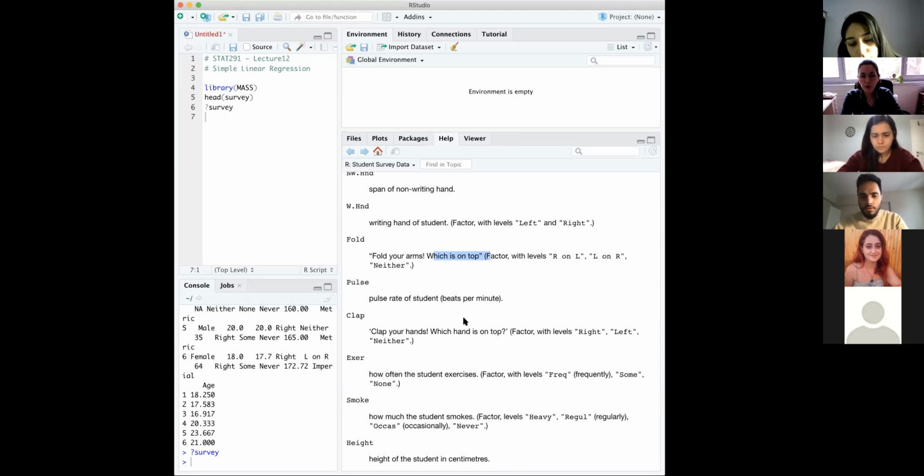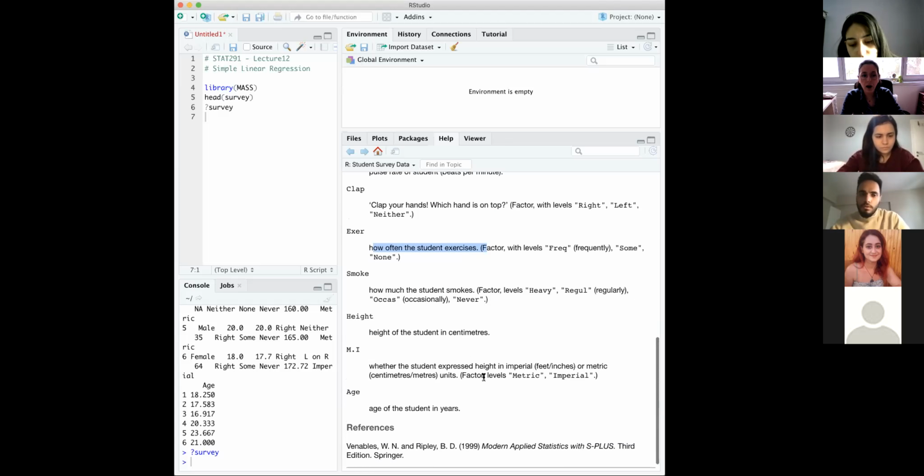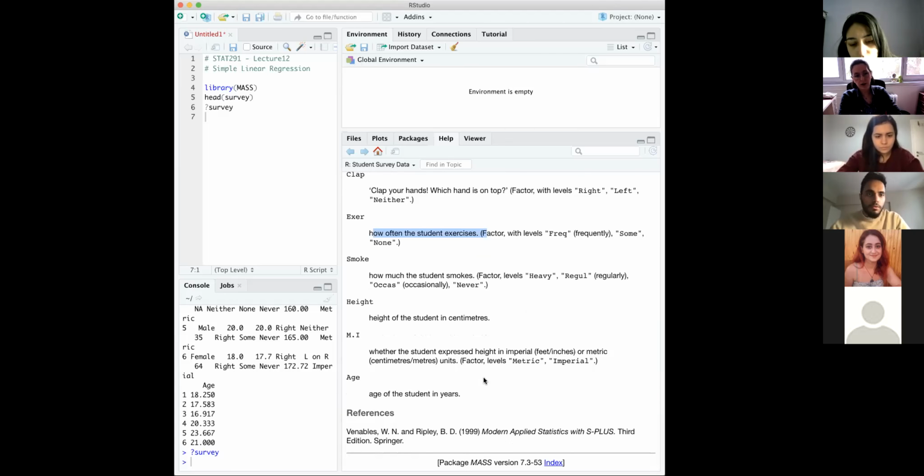And the pulse rate of students in beats per minute. And clap your hands, which hand is on top. And exercise, how often the student exercises, smoking, height, and whether the student expressed height in imperial or metric units, okay? It can be in metric or imperial units in here. And then you will see the age of the student. It's a kind of valuable data set.